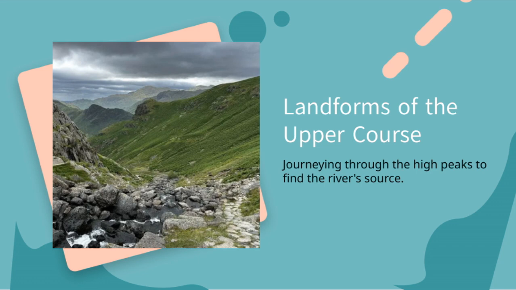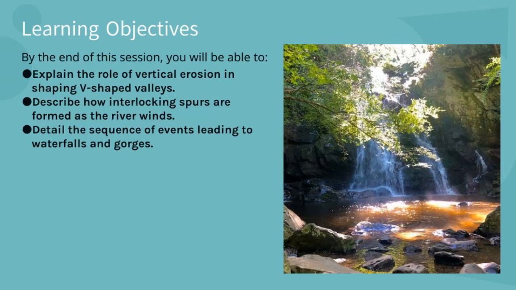Even though the river is small, it is powerful because it is flowing down a steep gradient. Most of its energy is used to cut down into the landscape. This is called vertical erosion. Today, we are going to look at the main landforms created in the upper course: V-shaped valleys, interlocking spurs, waterfalls, and gorges. The big question for today is, how does a small river high in the mountains create such dramatic landscapes? Let's begin with the learning objectives.